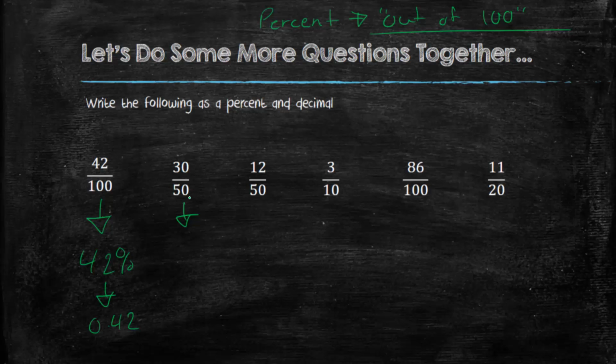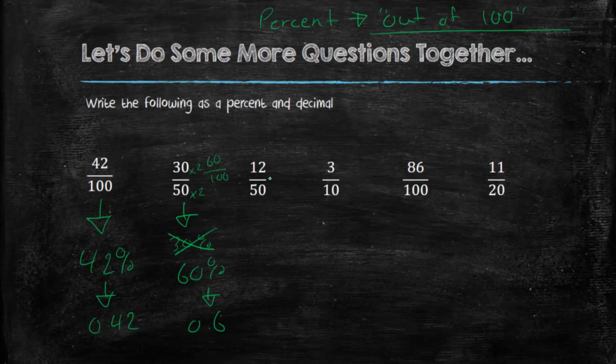30 over 50. This is super tricky. You might be tempted to say 30%, but that would be incorrect. Why? Because percent is out of 100. This is 30 out of 50. It's not out of 100. So we need to make this out of 100. So we multiply this by 2, multiply this by 2. This becomes 60 out of 100. So we need to find an equivalent fraction of 30 out of 50 that is out of 100. And we multiply by 2 and we get that. So 60 out of 100. And we would write this as 60% and 0.6 as decimal.